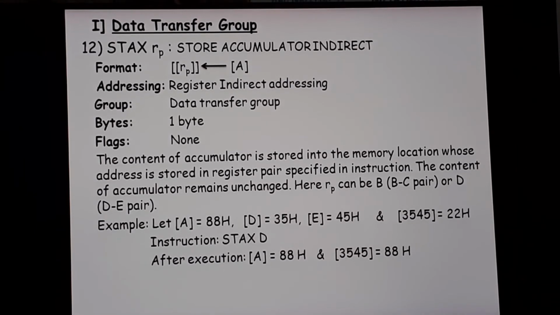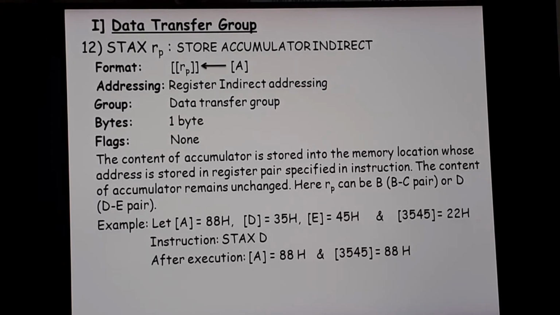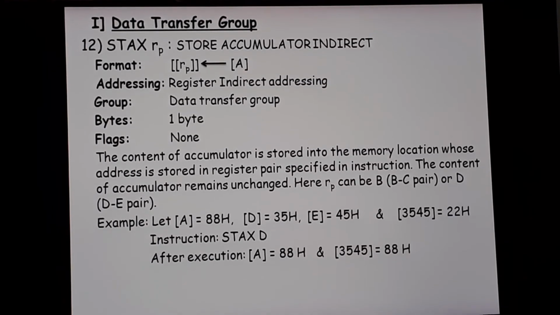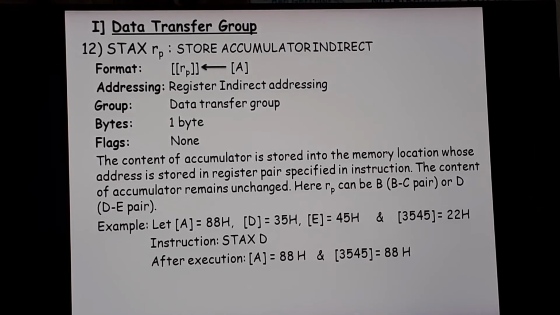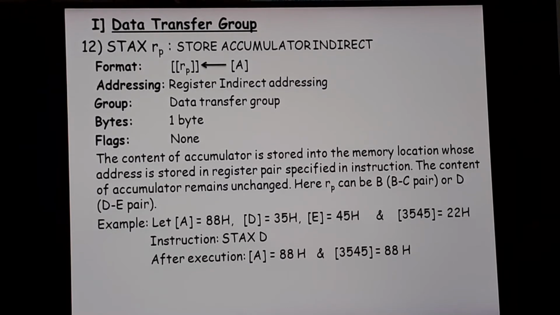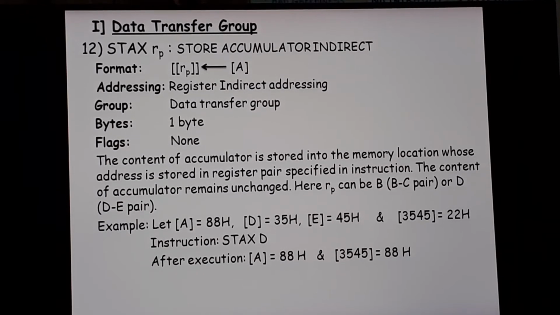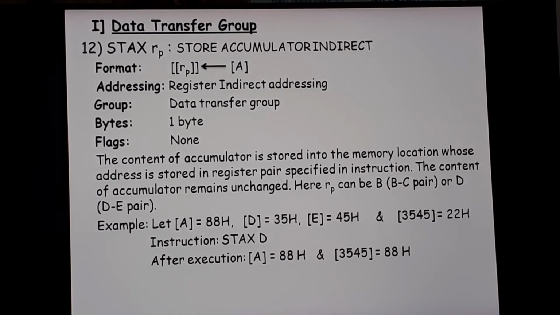Same thing. So here I have assumed let accumulator content as 88H. DE pair I have taken here. Previously I had taken BC pair. Now here I have taken DE pair. So D is equal to 35H, E is equal to 45H, and 3545, same data as BC I have taken. So 3545 is equal to 22H I have assumed. Again, why? Because the accumulator can accept only 8-bit data. So I have assumed 22H here.